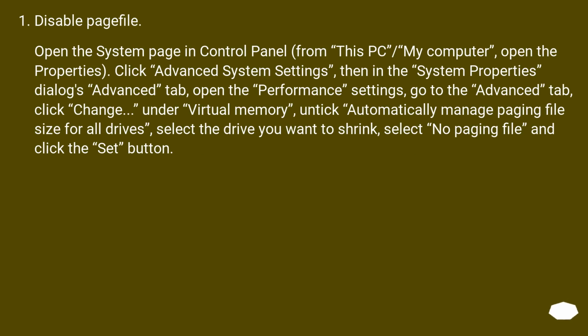Disable page file. Open the System page in Control Panel. From This PC, My Computer, open the properties. Click Advanced System Settings, then in the System Properties dialog's Advanced tab, open the Performance Settings, go to the Advanced tab, click Change. Under Virtual Memory, untick Automatically manage paging file size for all drives, select the drive you want to shrink, select No paging file and click the Set button.